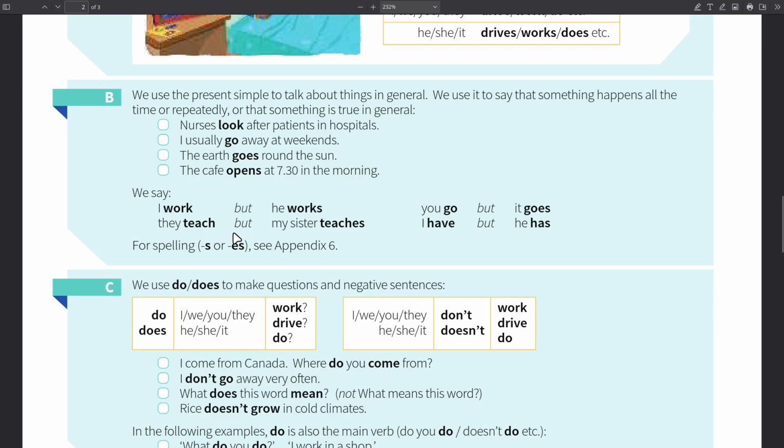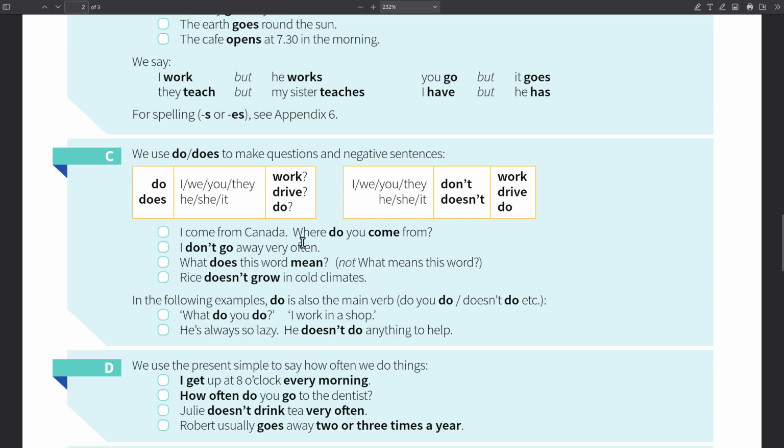But when I say my sister, we're talking about the third person, right? My sister teaches. In this example, we are adding the es at the end of the verb. Another example, I have, okay, I have, right? But the third person form is he has. He has. Okay?